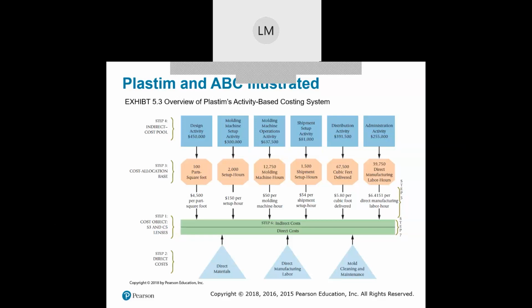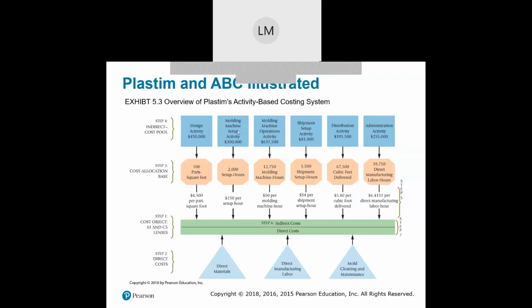See how much more complex we're getting already? Now, with all these different activities that we've designed, we have to find a cost allocation base, not necessarily unique to each, but what is the best cost driver of each one of those activities. And in this case, for design activity, we're going to do 100 parts per square feet because these parts are a little bit longer, or a little bit bigger.